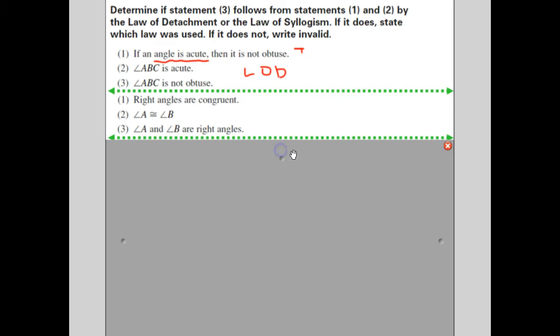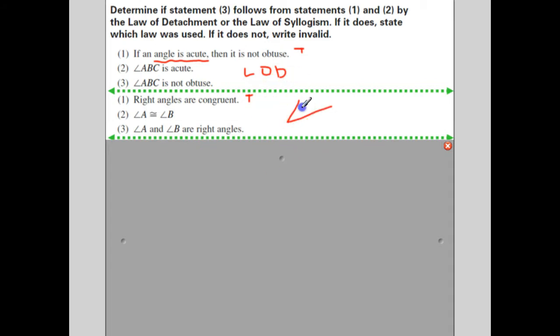Let's look at this next one. Right angles are congruent. That is true. All right angles are 90 degrees. That means all right angles are the same. Then they tell us some angle A is congruent to some angle B. Can we say that angle A and B are right angles?